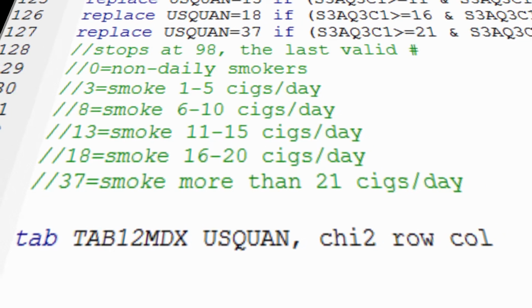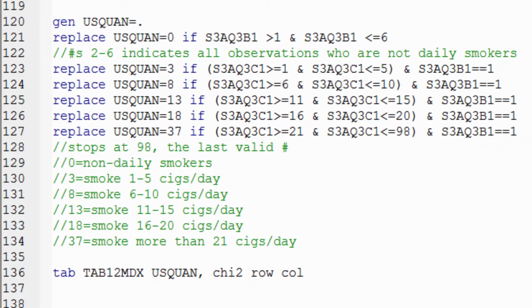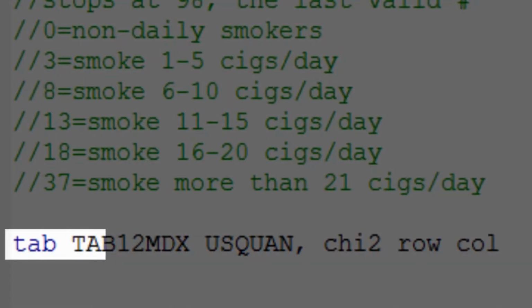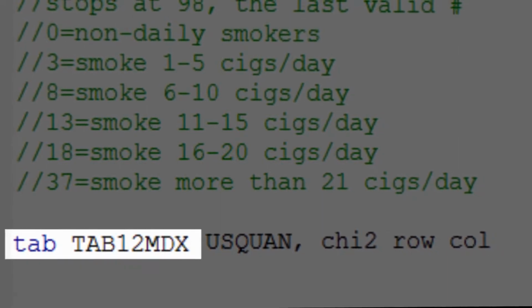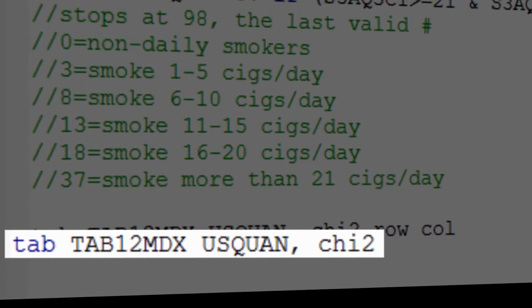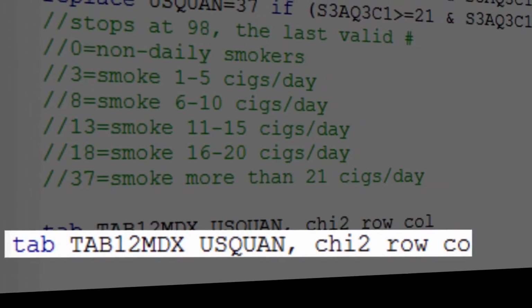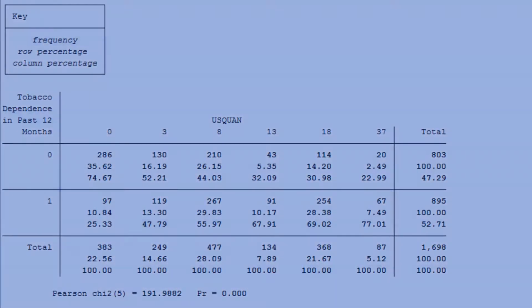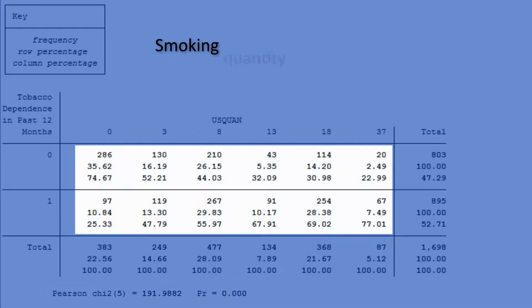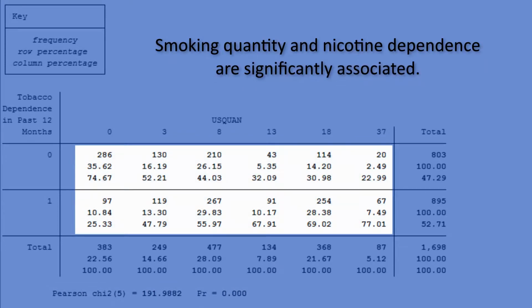Now we're going to request a chi-square test of independence, examining the association between nicotine dependence in the past 12 months and this new smoking variable called US_QUAN. tab 12MDX US_QUAN, chi2 row col. As we can see from the large chi-square value and significant p-value, smoking quantity and nicotine dependence are significantly associated.